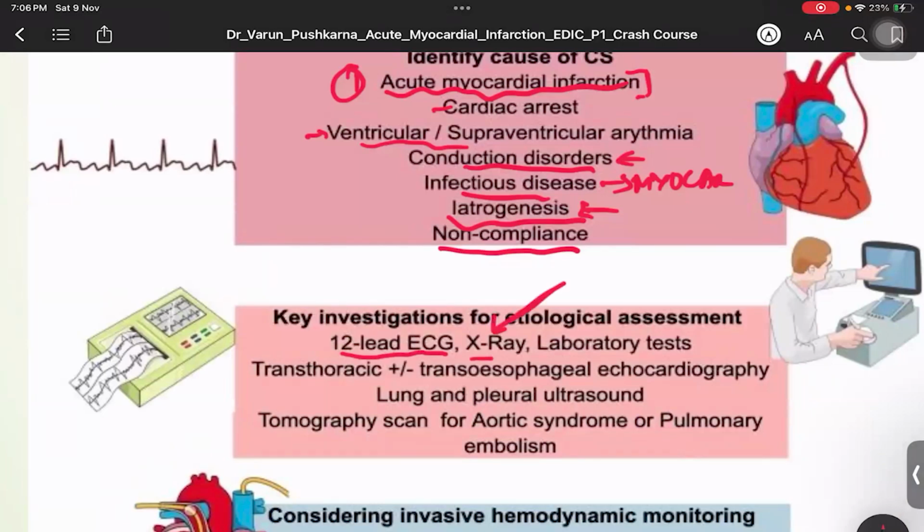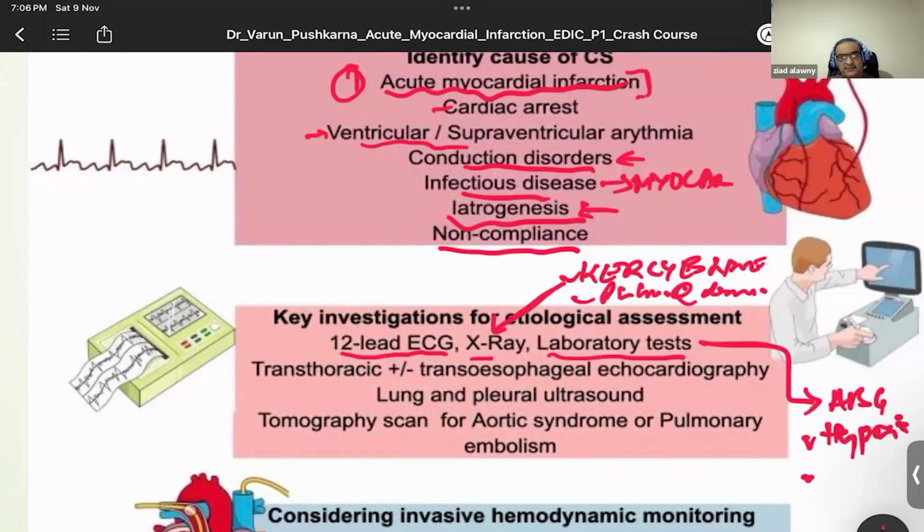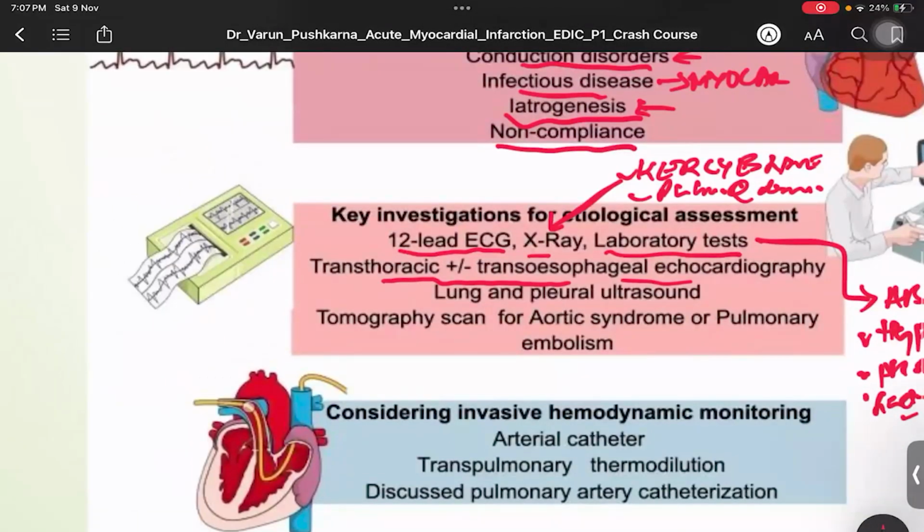X-ray, what will you see on the X-ray? The bilateral infiltration, the pulmonary edema. Okay, so curly B lines. Yes. You will see pulmonary edema. Okay. Laboratory tests. In ABG, you will have hypoxia. The pH may be acidotic. Lactates will be increased. And of course, transthoracic or, if at all, transesophageal echocardiography, lung and pleural ultrasound. Of course, for ruling out other causes, you can do CT scan.